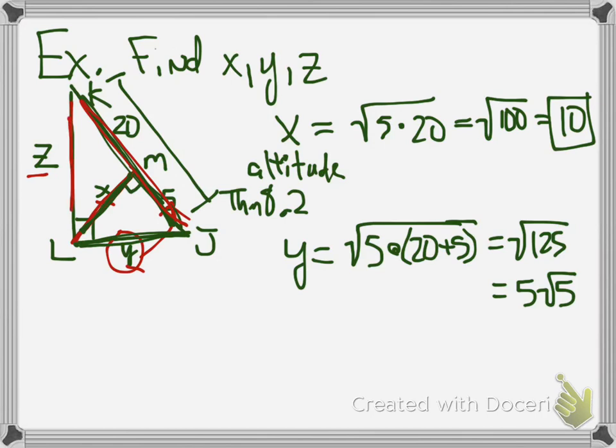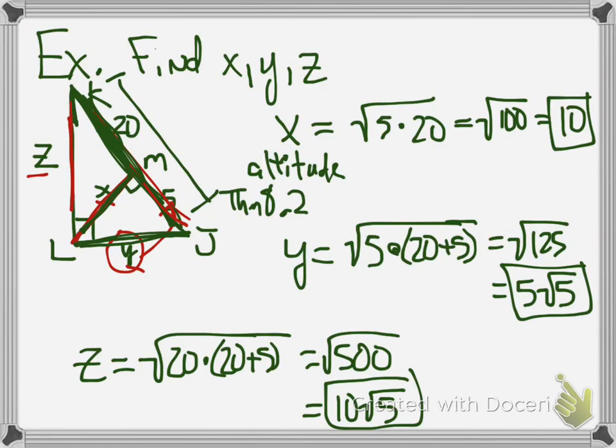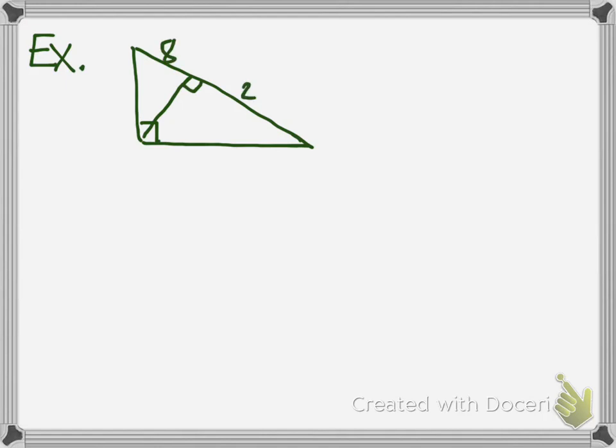Z touches the 20. Notice how it's part of the 20. So for z, we're going to say 20 times 25, the square root of 20 times 25 to get 500, which is 10 square root of 5. Okay, so you just have to pay attention to this, and it makes it a lot easier. Now let's look at another example, because I think this is the one that needs more examples. And actually, I'm going to do two more examples.